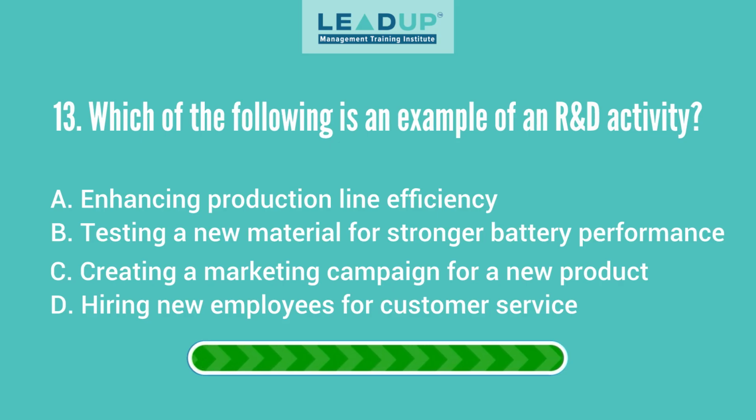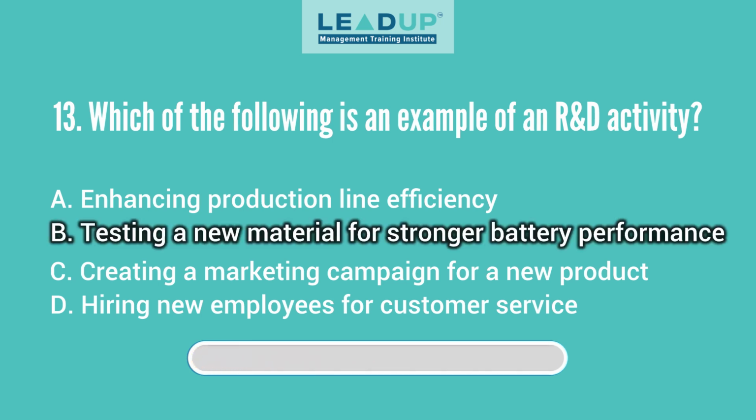Question 13. Which of the following is an example of an R&D activity? A. Enhancing production line efficiency. B. Testing a new material for stronger battery performance. C. Creating a marketing campaign for a new product. And D. Hiring new employees for customer service. Answer: testing a new material for stronger battery performance.